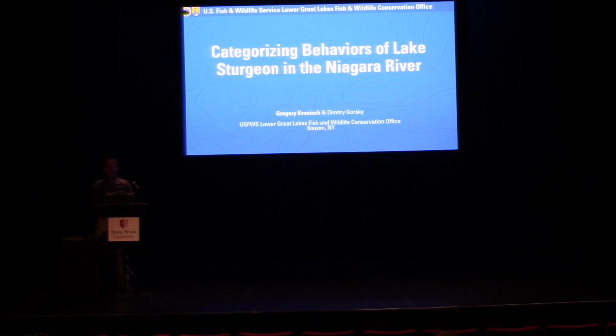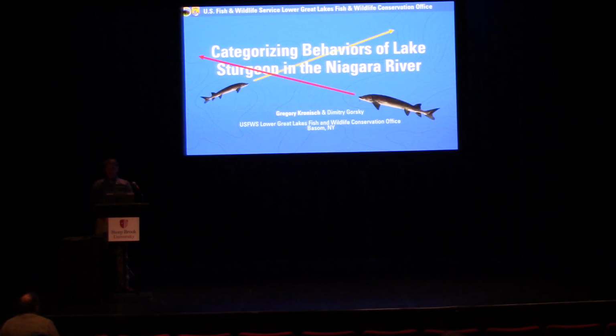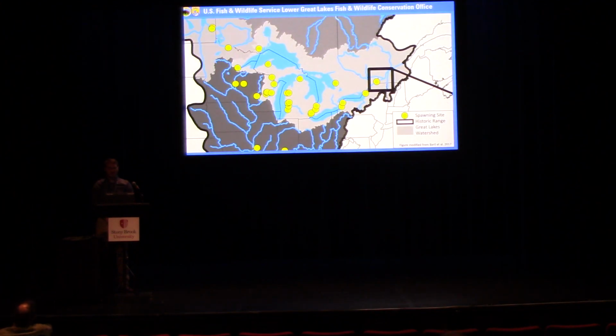So we're going to move a little bit inland from the last talk. We're going to talk about categorized behaviors of Lake Sturgeon in the Niagara River. Generally people think about Lake Sturgeon in the Laurentian Great Lakes, although they also inhabit the Mississippi drainage as well as the Hudson Bay drainage. And here in New York, there are 4 spawning populations, 3 of which are in Lake Ontario and the St. Lawrence, but I'm here to talk to you about the one on the Niagara River.